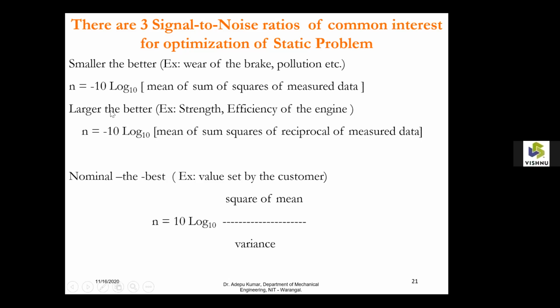So the formula for smaller the better is minus 10 log 10 of the mean sum of squares of the measured data, and for larger the better it is minus 10 log 10 of the mean sum of squares of the reciprocal of the measured data. That is, minus 10 log 10 of (y1 square plus y2 square) by 2. Like, for example, minus 10 log 10 of (1 by y1 square plus 1 by y2 square) by 2. So you have a value, and from that you can get the input.